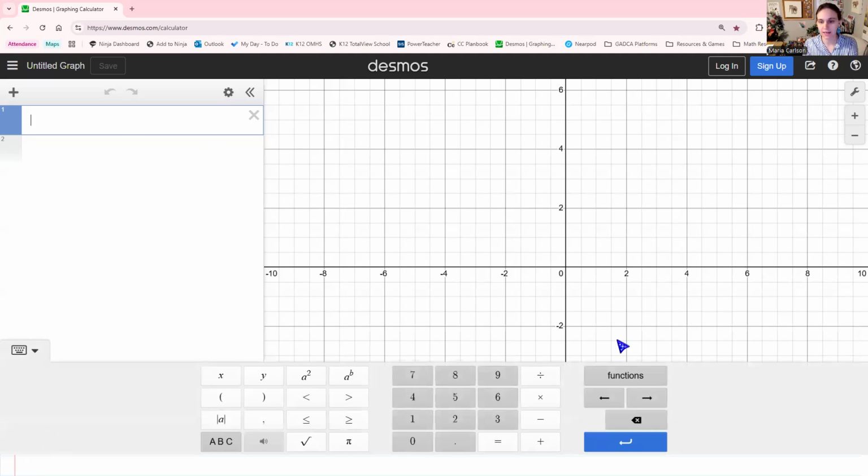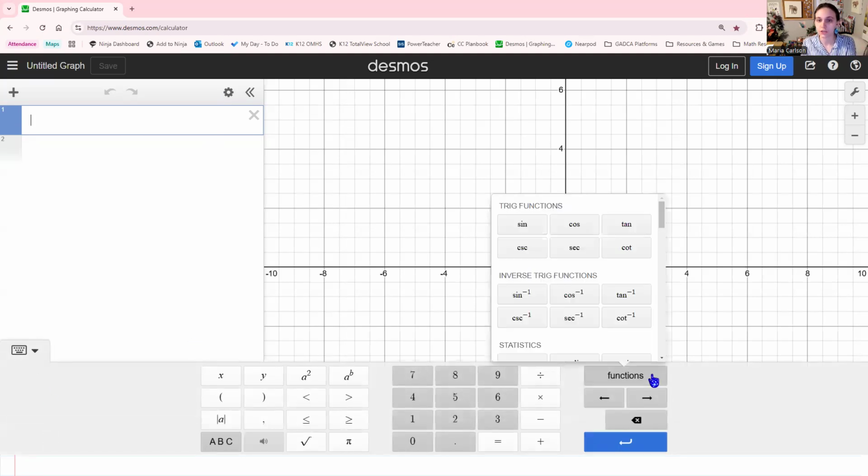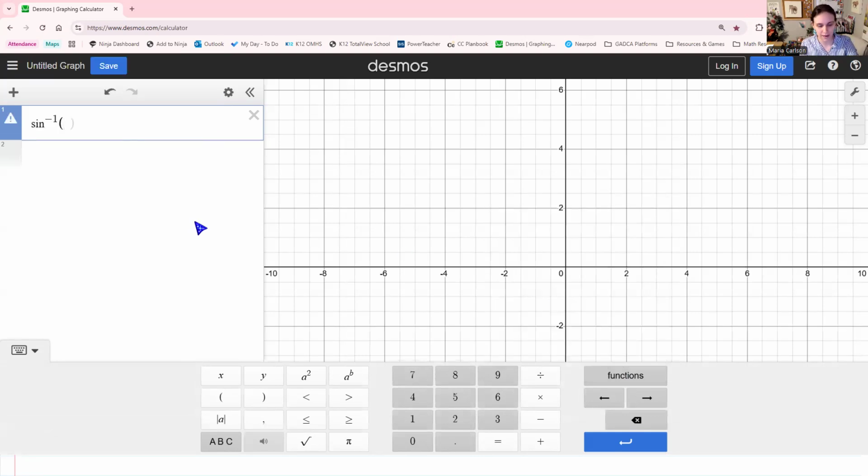And within the keypad, if you go to functions, you will have all of these trig functions to begin with and the inverses. So I'm going to use sine to the negative first power. And then within the parentheses, I will have a fraction. So I just use the slash. And our opposite, since this is sine, our opposite was 7 over the hypotenuse, which was 19. And I need to check that this is degrees. I'm guessing that it's not.